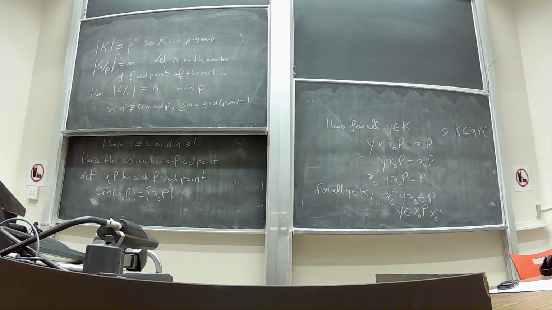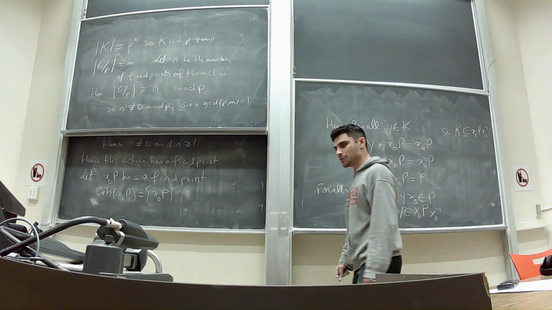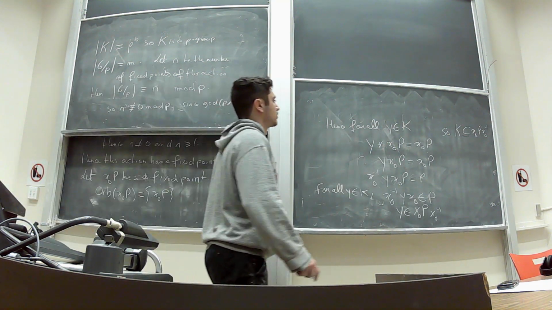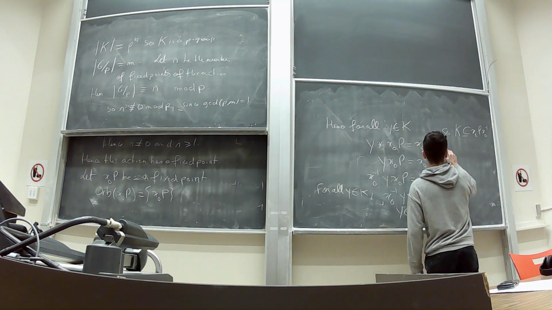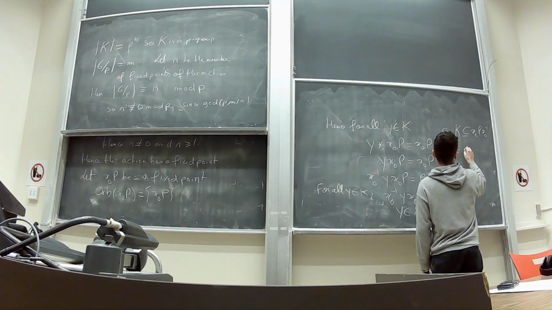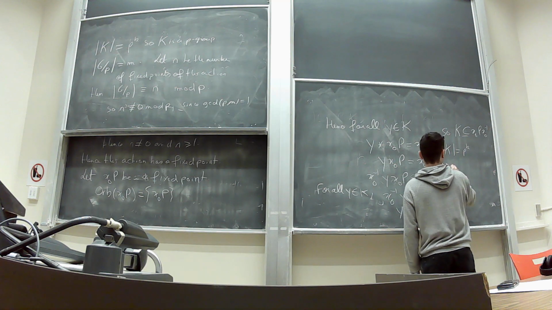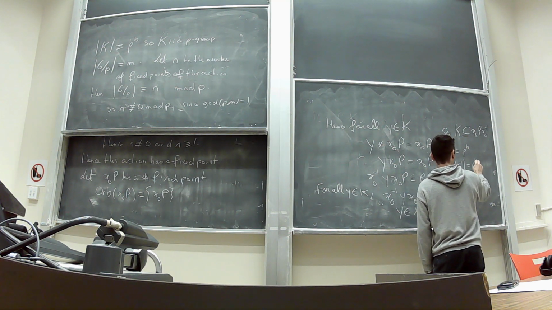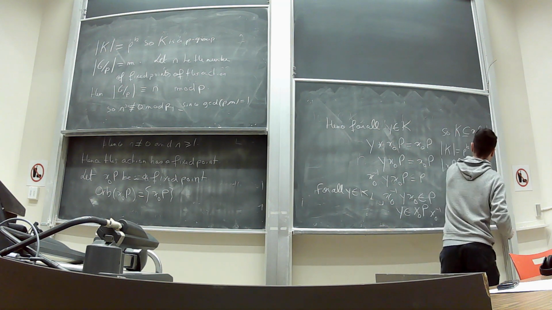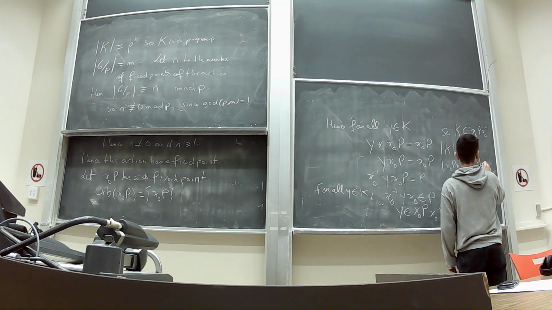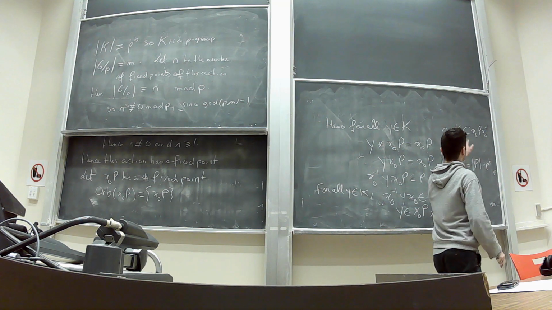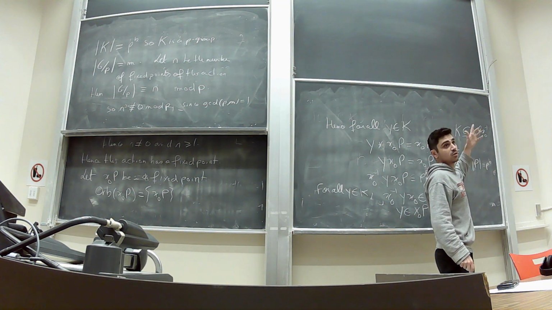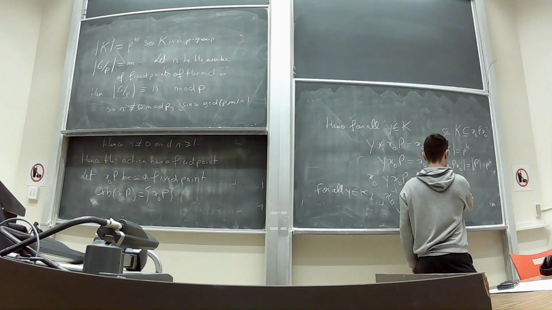So K is contained in x0 P x0 inverse. Now, what are the sizes of these two things? The size of K is equal to p to the k. And the size of x0 P x0 inverse is also equal to p to the k, right? Because it's a conjugate of P, which has size p to the k. Now, K is a subset of this set. These two sets are finite, and they have the same size. So what can I say about them? They're the same.